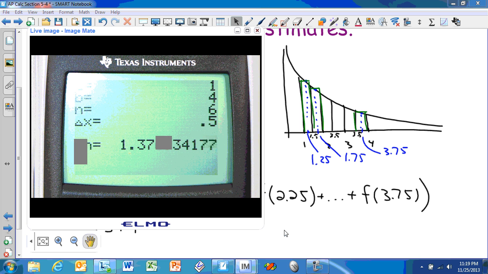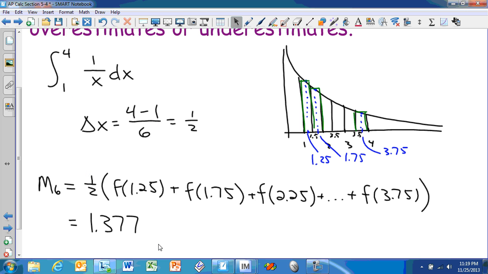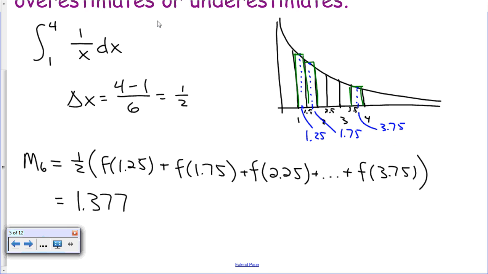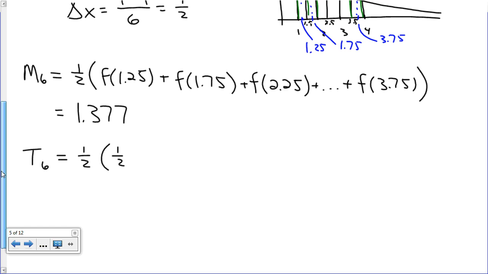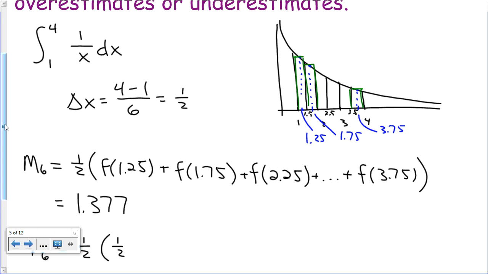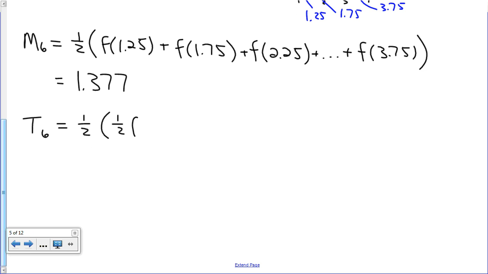Okay, and it looks very similar to what we saw with our trapezoid program. In fact, that's our next task. They asked us to also do this using a trapezoidal sum, and we're going to use the program, of course, to help us out. So T sub 6, your trapezoidal sum. You may have to go back and remember what this is, but it's delta x times 1/2 your function value at the first x value. So if you go back to your sketch, we're starting out at x equals 1, so it's our function at 1.